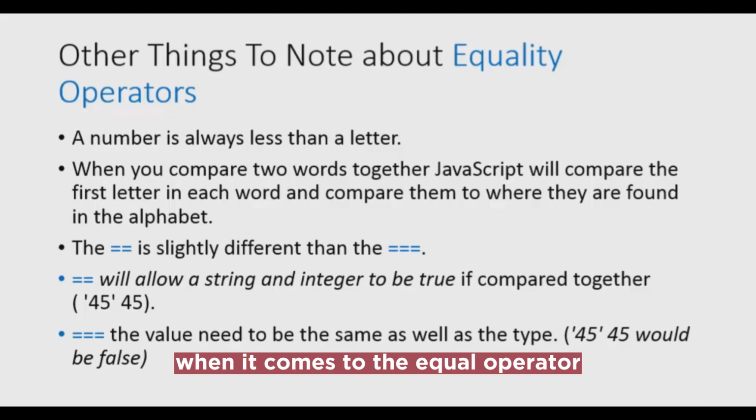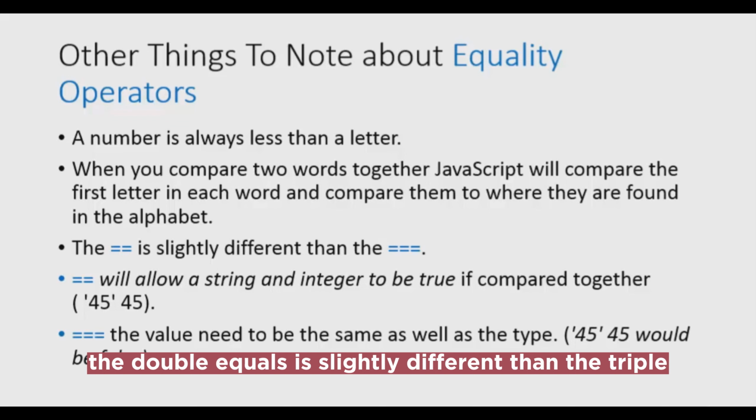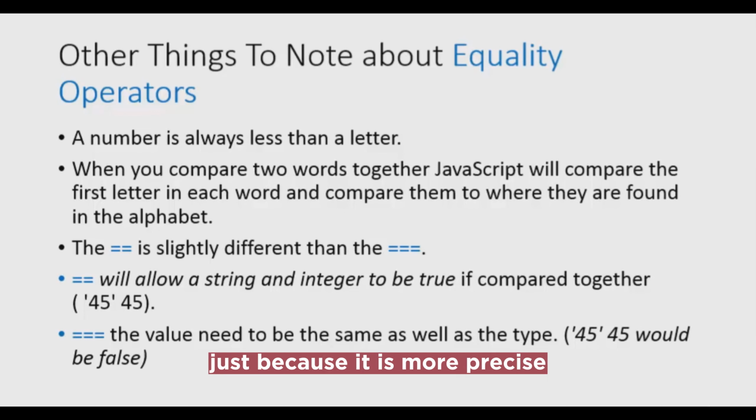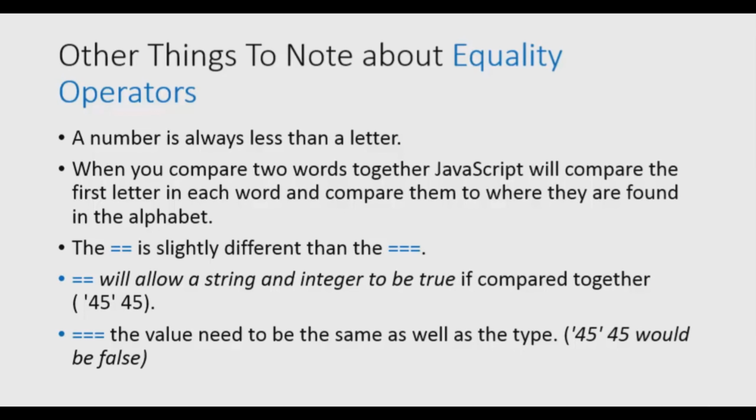When it comes to the equal operator, the double equals is slightly different than the triple. The main difference is that the double equals will allow a string and an integer to be true, while the triple operator will need to have matching values and matching types as well. Generally speaking, most people will use the triple operator just because it is more precise.